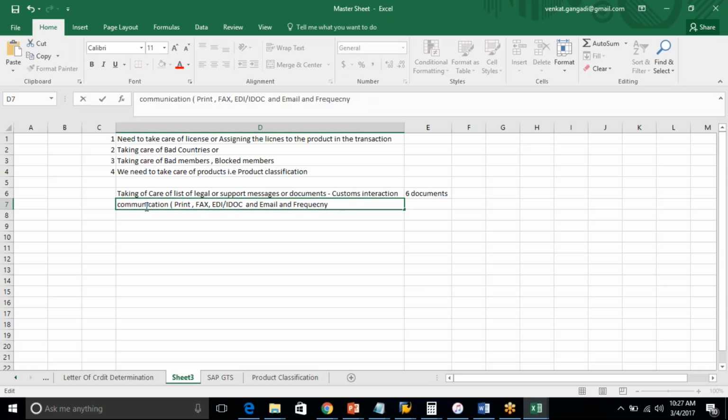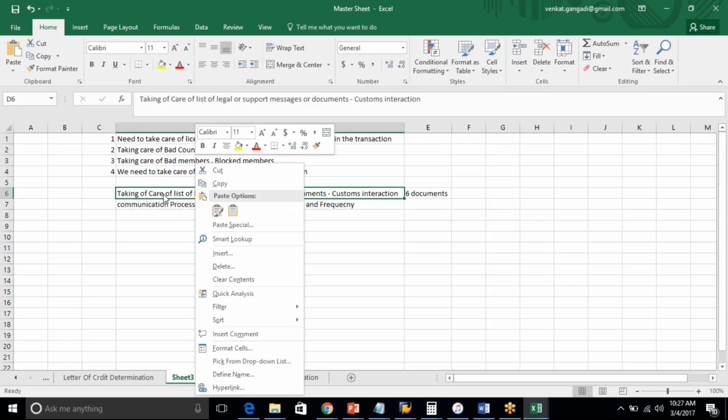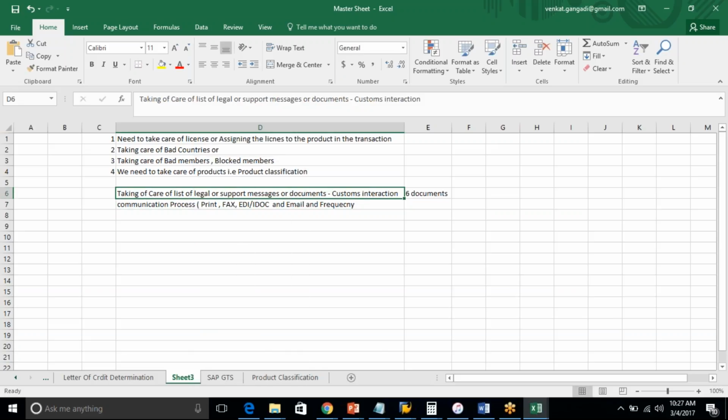So I can say communication process. That means the other requirement: the first four requirements are taking care of the license, country, customers, and product, and the next thing is taking care of legal supporting documents, and then taking care of the communication process.